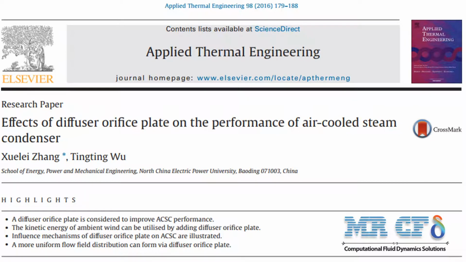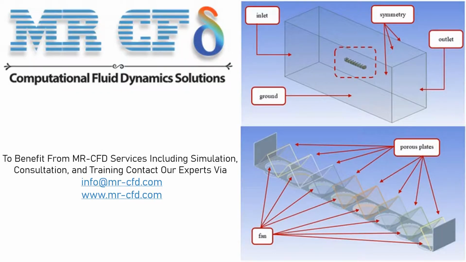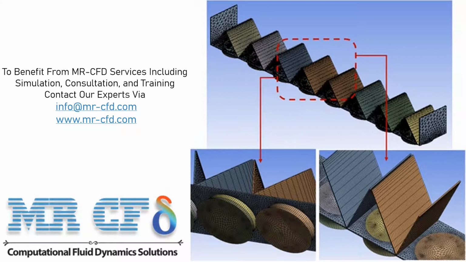In this project, we will numerically validate the data obtained by the paper named Effects of Diffuser Orifice Plate on the Performance of Air-Cooled Steam Condenser. The present 3D model is designed using SolidWorks and Design Modeler software. The meshing of the present model is done using ANSYS meshing software.